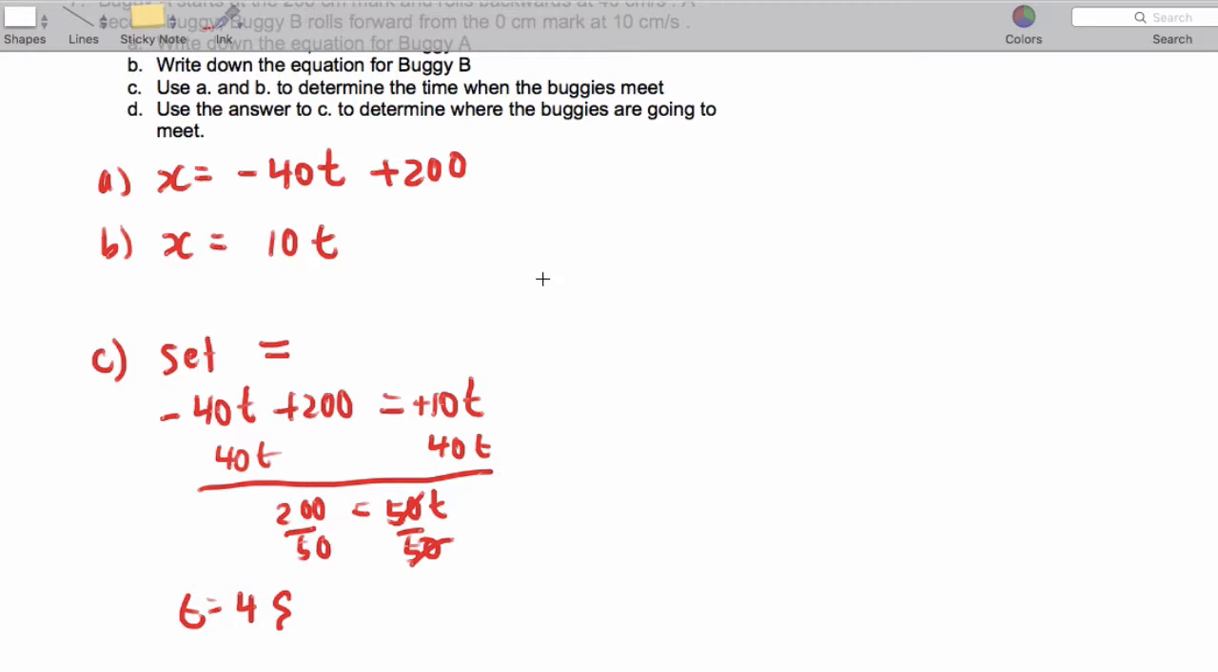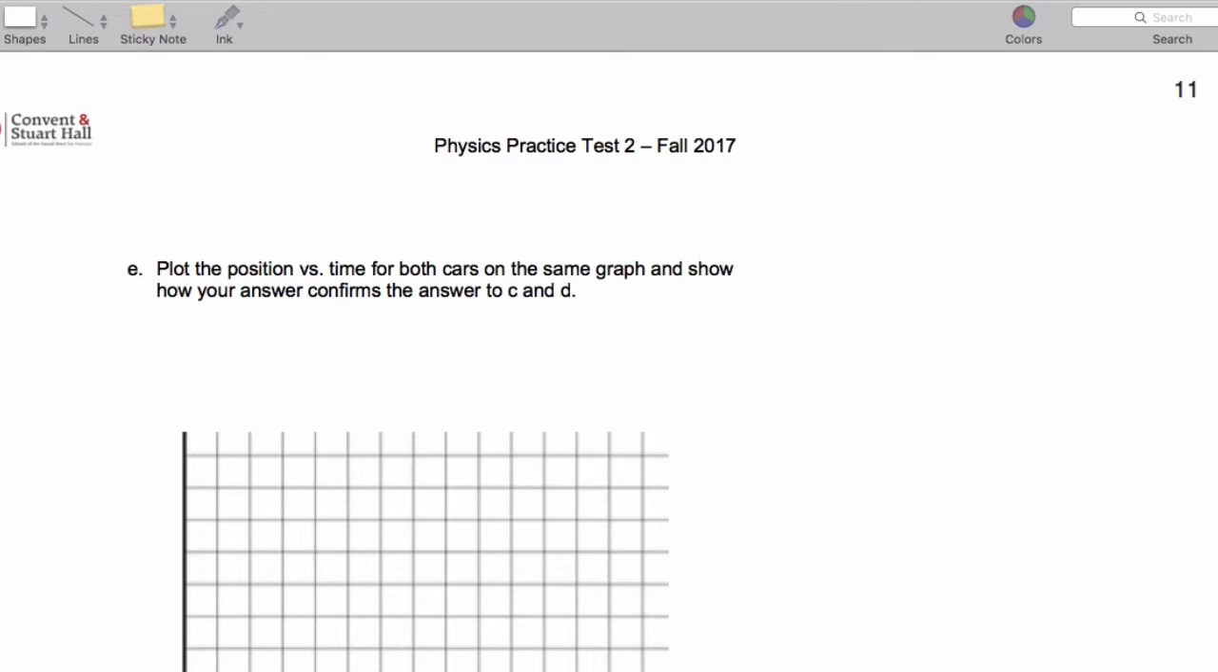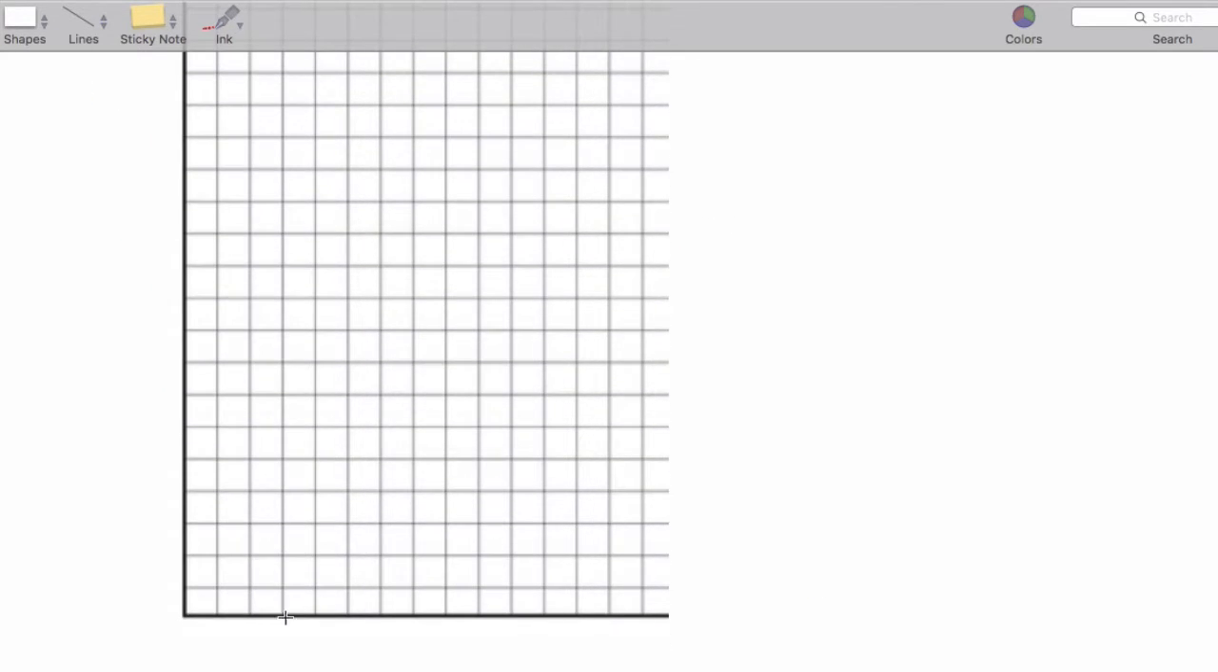Now we can also get where they meet by plugging back in. So we can say x is 10t, which is 10 times 4. They meet at the 40 meter mark. Now what we want to do is actually draw a graph and label it to see that our graph confirms the answers.